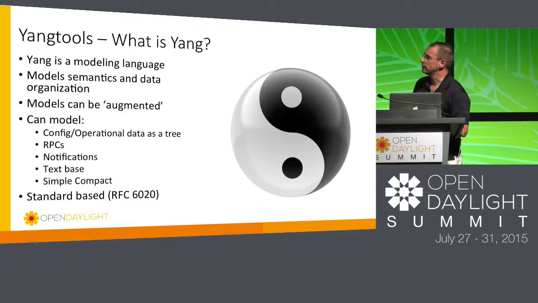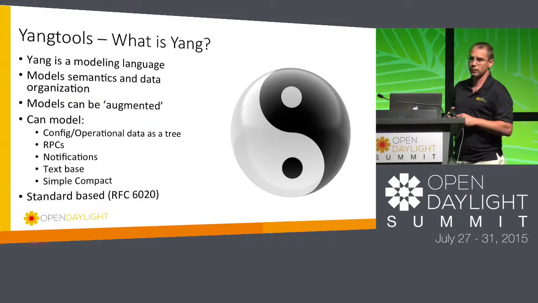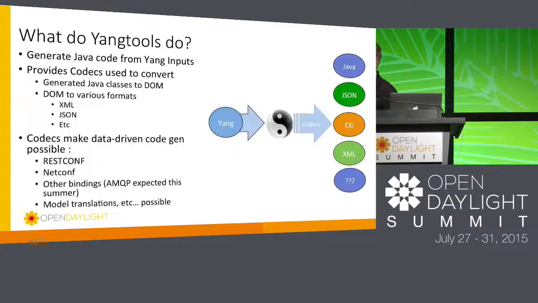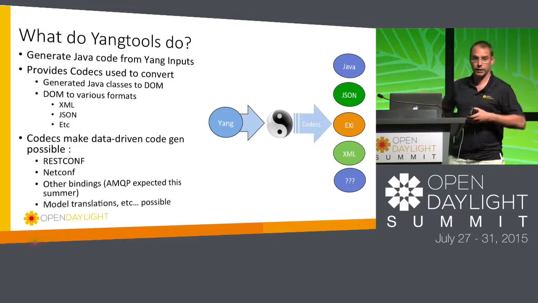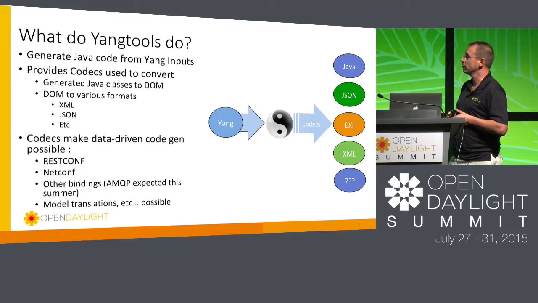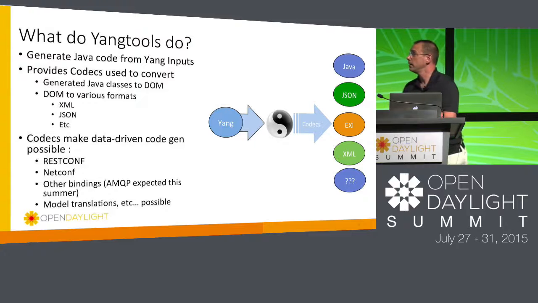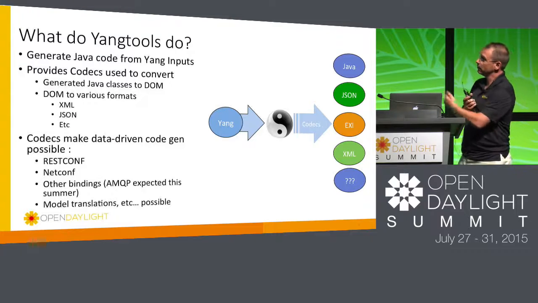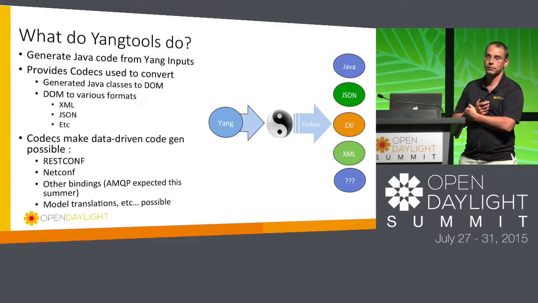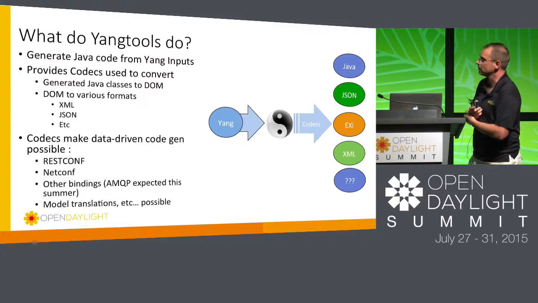Yang tools have been around since the beginning of the ODL project. Yang tools are fundamental to the MD-SAL concept. They are effectively a compiler that takes Yang as an input and can generate various outputs using what we're calling codecs. In the case of Java, generated classes are mapped to the DOM, and then we can output various formats that are mapped to that. I'll show you some examples of that in a second.